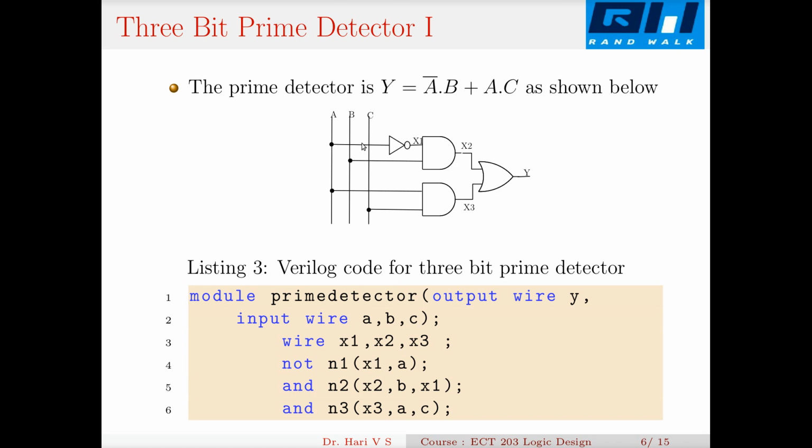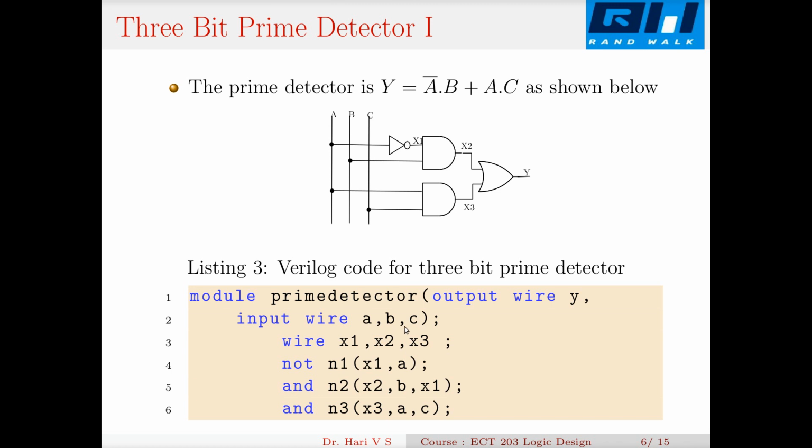Now here these A, B, C are wires. Now we are going to implement it in Verilog. So these A, B, C are wires. Y is also a wire. But there are some internal nets here, x1, x2, x3. So when I write this module, I write module, say prime detector name, output wire Y and input wire A, B, C. Now there are 3 other wires also. They are internal nets. They do not come as an input or output. They are inside the circuit, so they are declared later than this.